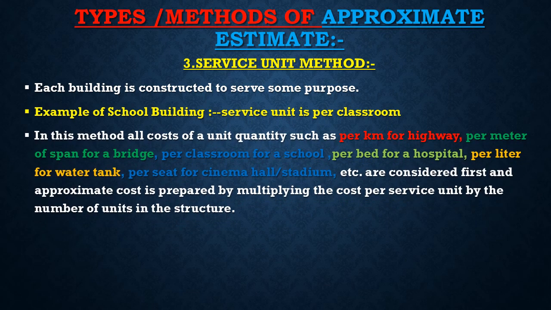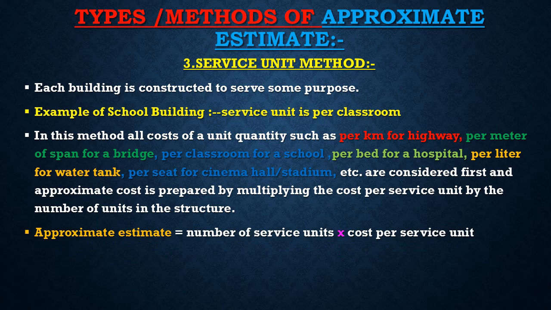In case of a hospital, the service unit is per bed. In case of a stadium, theatre, cinema hall, the service unit is per seat. Hotel, per room. Water tank, per liter. Highway, per kilometer. Bridge, per meter span, etc. These are considered first, and approximate cost is prepared by multiplying the cost per service unit by the number of units in the structure. Therefore, approximate cost by this method is number of service units multiplied by cost per service unit.